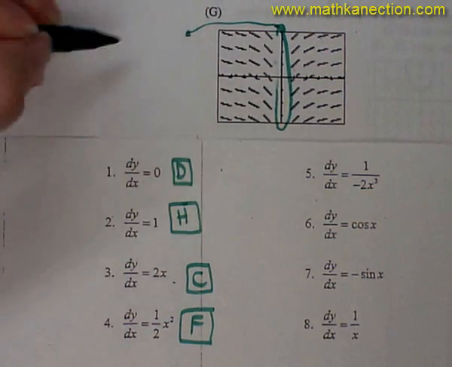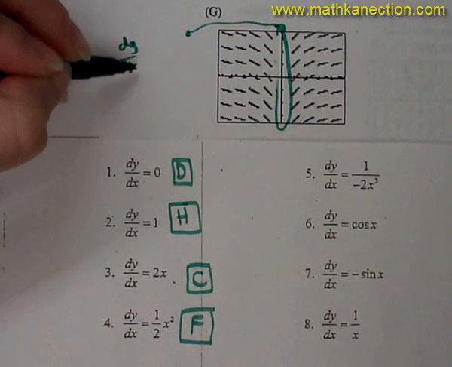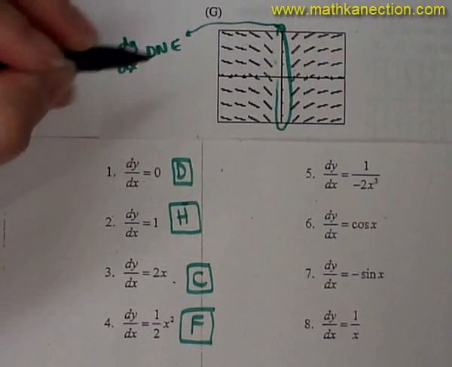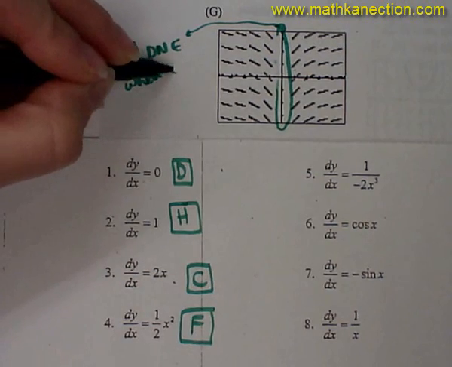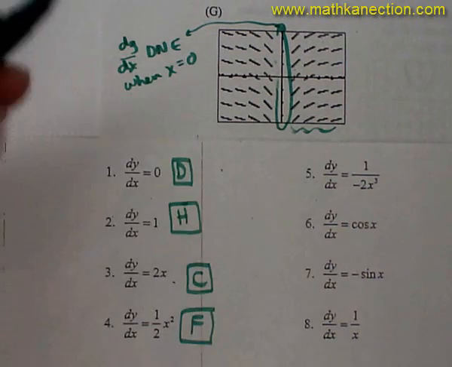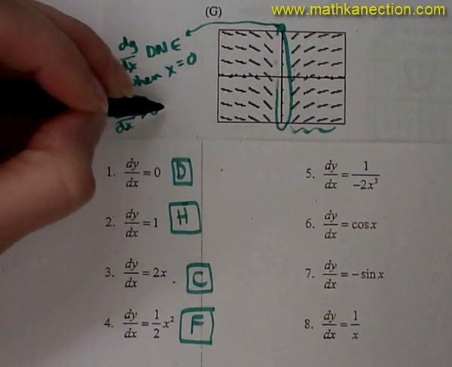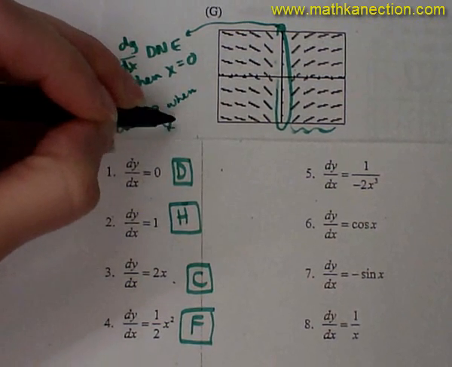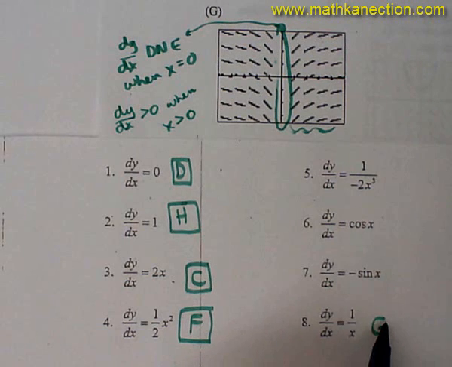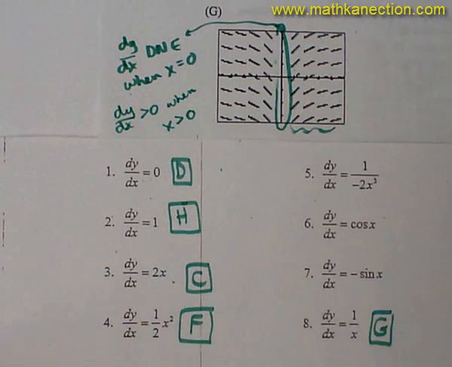For letter G, looking along the y-axis, we can see that dy dx does not exist. So when x is equal to 0, dy dx does not exist. And in quadrants 1 and 4, dy dx is greater than 0. So when x is greater than 0, dy dx is greater than 0. So number 8 matches letter G.